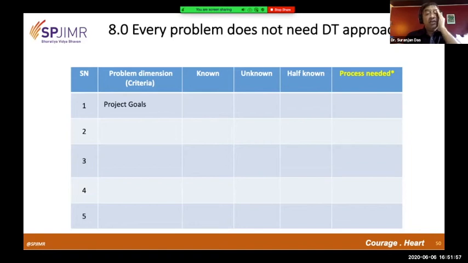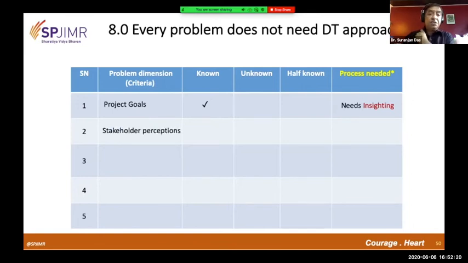If the project goals are known, suppose the inventory of an oxygen rod, used in a furnace in an engineering plant, called a lancing rod, goes down, it's very clear, okay, known. But it needs an inciting. If it is unknown, it still needs an inciting.